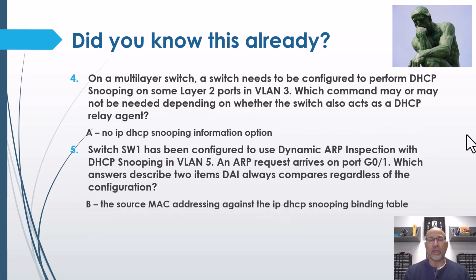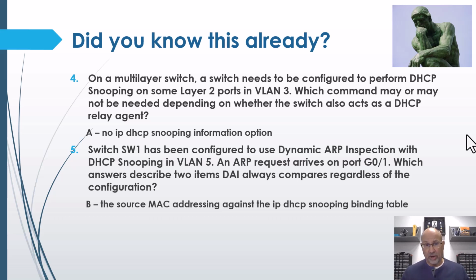Question number 4, on a multi-layer switch, a switch needs to be configured to perform DHCP snooping on some layer 2 ports in VLAN 3. Which command may or may not be needed depending on whether or not the switch also acts as a DHCP relay agent? Well, we saw that early on, right? If you don't run a relay agent, then you're going to want to ensure that you don't do the information option in the DHCP messages. So the command would be no ip dhcp snooping information option.